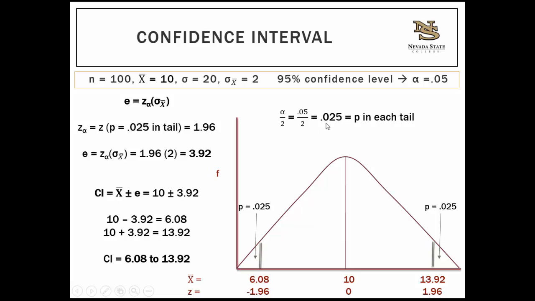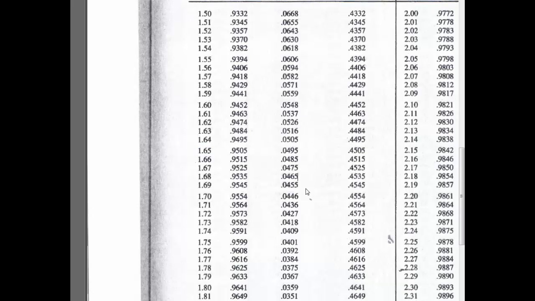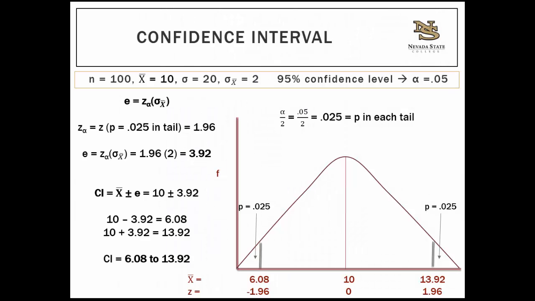So now we're going to look for 0.025 in the tail in our unit normal table to find which z-score is at that location. So we look for 0.025 in the unit normal table. Oh, yay! We have that exact value right here in the tail. That gives us a z-score of 1.96. So then we take that 1.96 as our z-score at an alpha level of 0.05 to find our margin of error. Take that 1.96, multiply it by the standard error of 2, and your margin of error is 3.92.